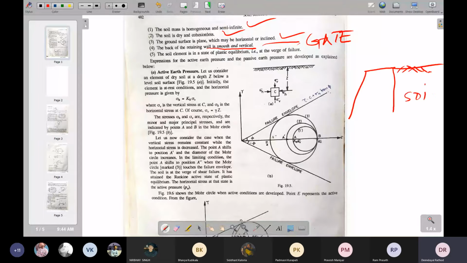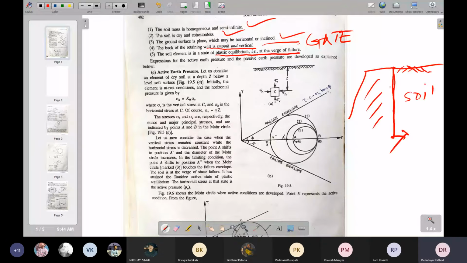This is the soil. This is the wall, which is vertical and assumed to be smooth. This particular assumption is very important. And the soil element is in a plastic equilibrium, meaning on the verge of failure.